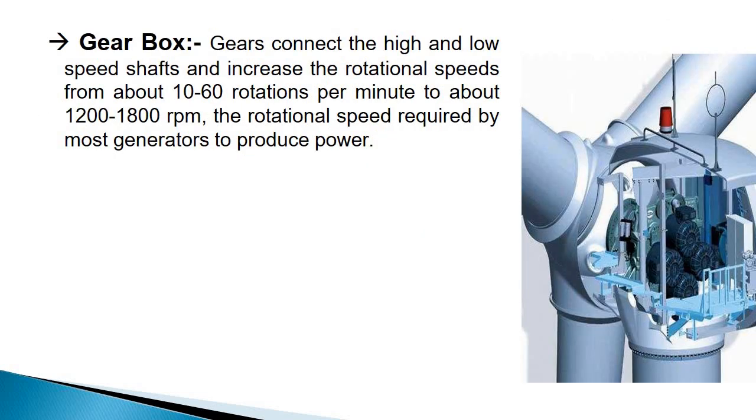Then gearbox. In the figure you can see gears connect the high and low speed shafts and increase the rotational speeds from around 10 to 60 rotations per minute to about 1200 to 1800 rpm, the rotational speed required by most generators to produce power.